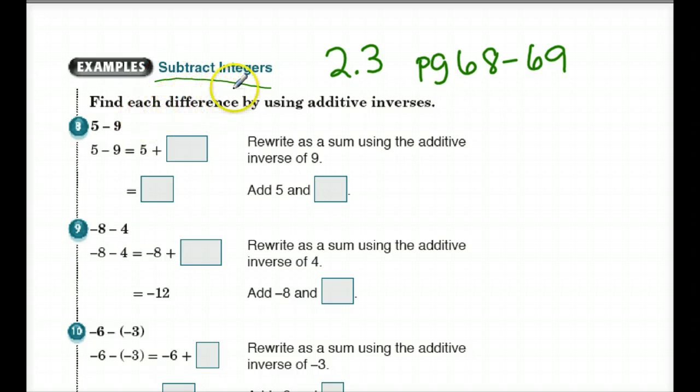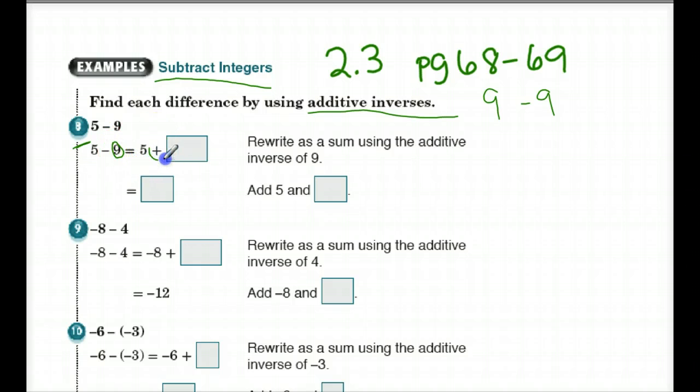So we're finding each difference by using the additive inverse. Well, additive inverse just means the opposite. So if we have a positive 9, our additive inverse will be negative 9. So let's do example 8 here. It says 5 minus 9. We're going to turn this positive 9 into a negative 9, and then we're going to add it.